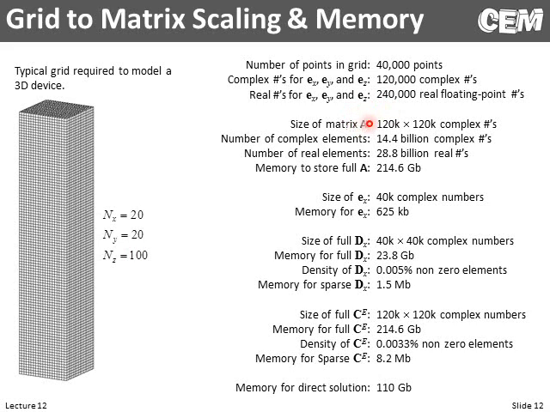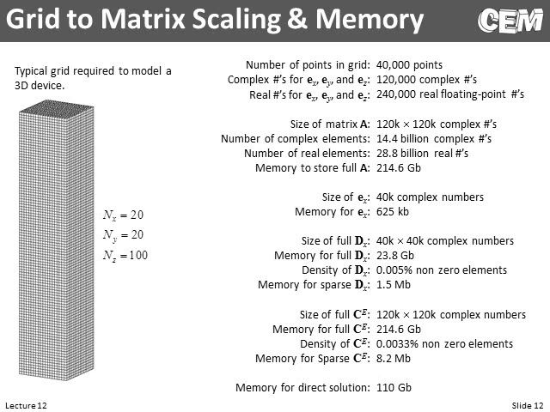So the size of our matrix, that will be multiplying the column vector storing these fields, is 120,000 by 120,000. That means there's 14.4 billion complex numbers in that matrix A. But computers really only ever store real numbers, so that really is 28.8 billion real numbers. To store all that as double floating point precision, it's almost 250 gigabytes. That is a lot of memory.